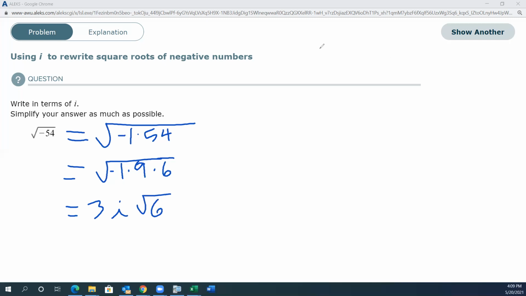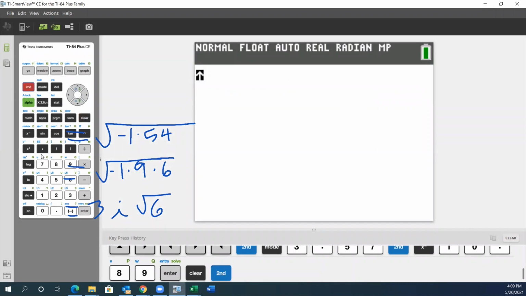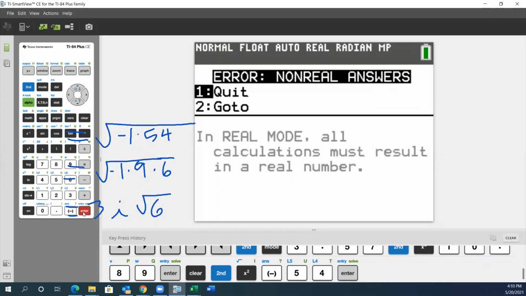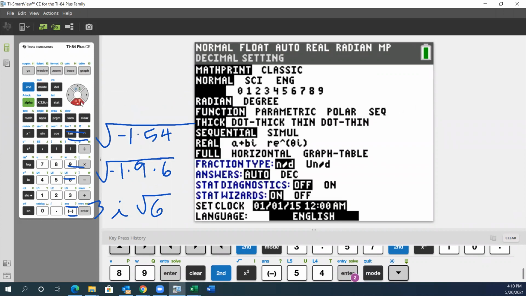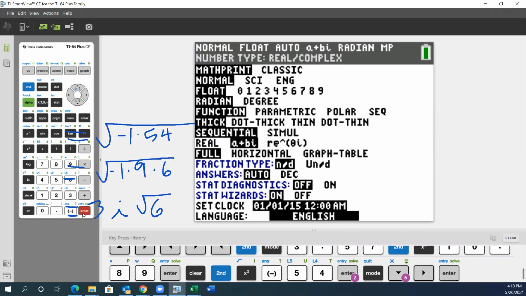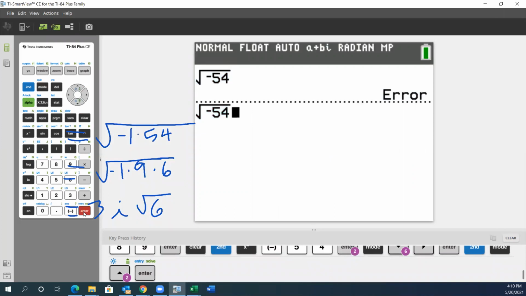Now, you can check that on your calculator, believe it or not. And let's see that. So if we go square root of -54, it looks like, oh, it doesn't like it. Yeah, because I'm doing square root. Let me go to mode. And oh yeah, it's only working with real numbers. So I'll go to a + bi and hit enter. You should too. And then that was on mode. Then I'll go second quit. Now when I do it again, it should work.